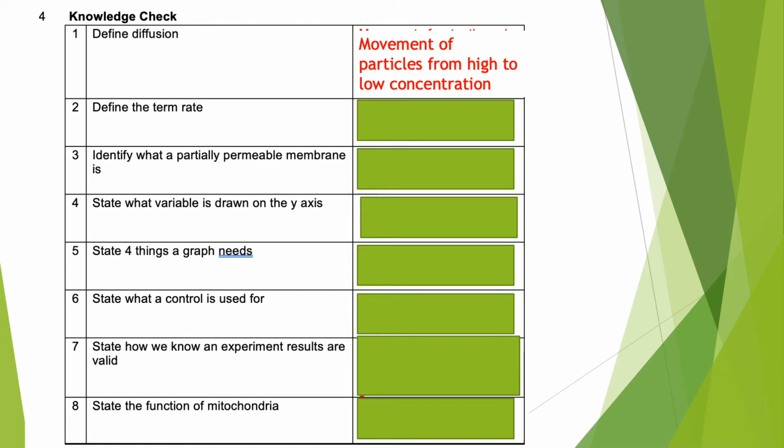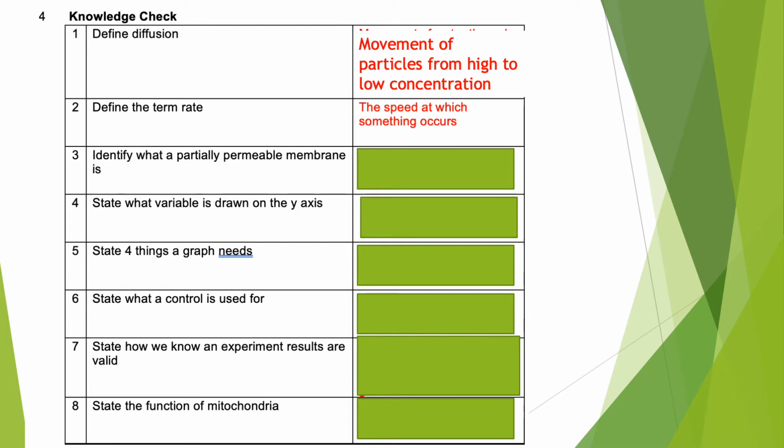Number 2, define the term rate. So when you say the rate of diffusion, you are talking about the speed at which it occurs, okay? So we use the term rate for a lot of things that happen in science, and when we say rate, we're just basically saying how fast it occurs, or how slow.